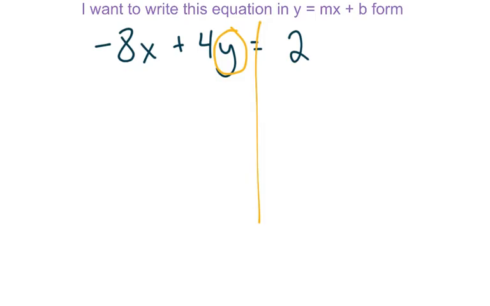So let's go ahead and do that. I need to get rid of everything that's surrounding that. So I need to get rid of this -8x. To get rid of a -8x, I'm going to add 8x, and I'm going to do it to both sides.